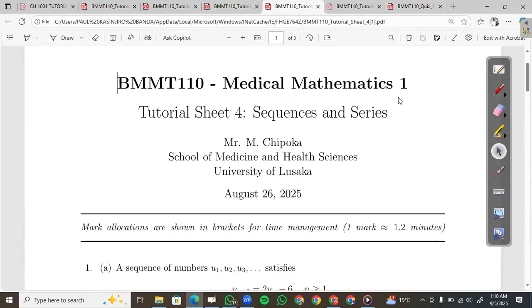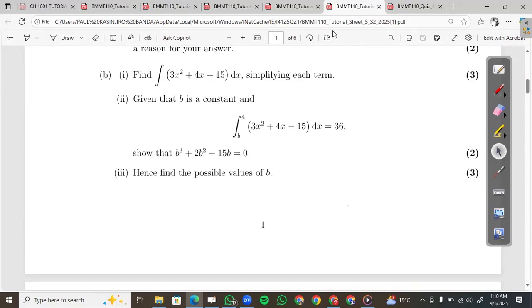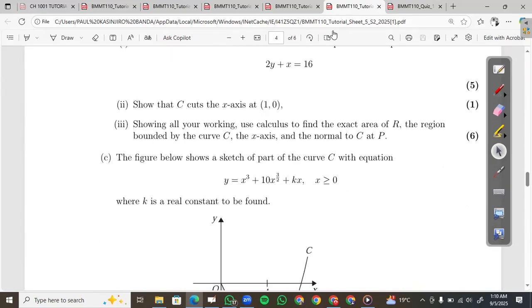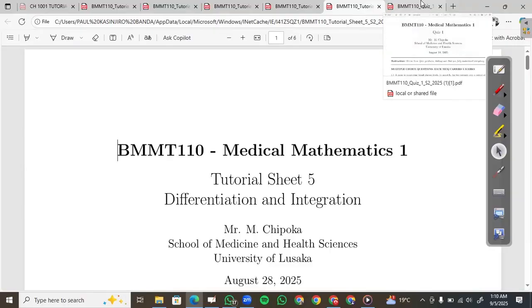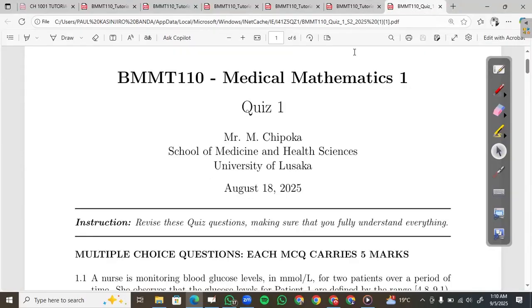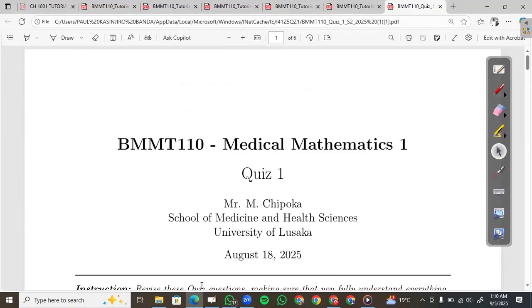Okay, so sometimes they just get the same questions from the tutorial sheet. And then even tutorial sheet 5, which is on differentiation and integration, we've also solved all these questions here, and they're readily available on our website. You can also check quiz 2, quiz 1 that you wrote. We've solved this quiz. We've solved all the questions and they're available on our website.